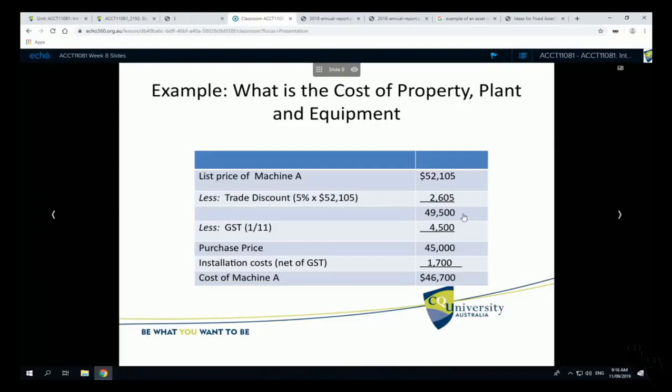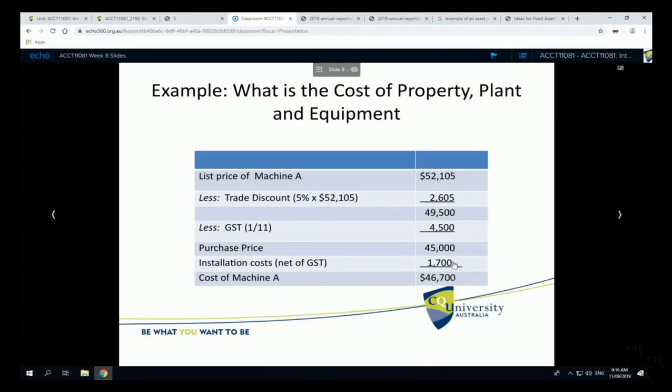Now, we don't record our assets inclusive of GST. Remember, we include them net of GST because the GST is taken out and placed in the GST collected account on our balance sheet. So the GST we take out, we put it into the GST account, which we can then claim back as our refund from the tax office. So we take this out, so we don't include it as the cost of the non-current assets, so take it off again. So that then brings the purchase price to $45,000.